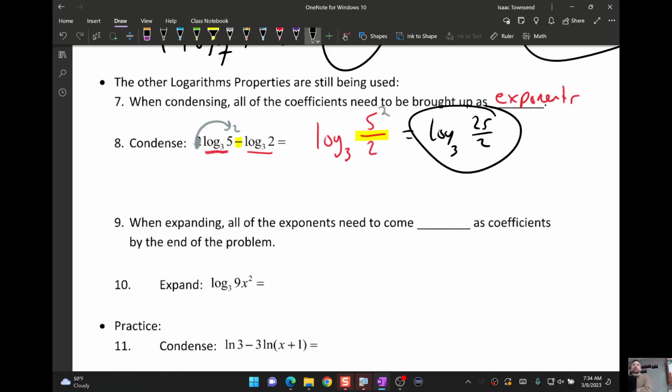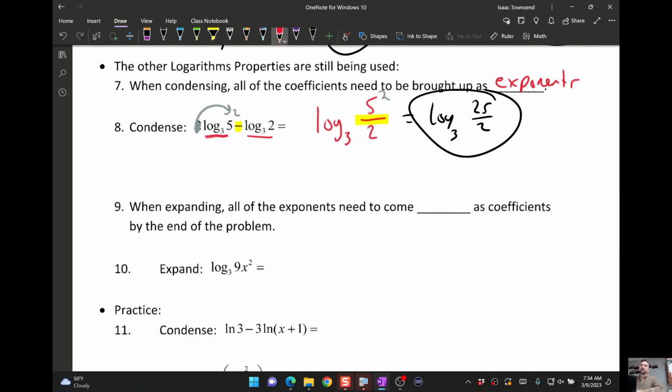But if we're going the other direction and expanding, at the end of the questions we want to do the opposite thing. I don't know why this is the standard, but it just is. But when we expand, at the end, if there's any exponents, we need to make sure that we bring them down as coefficients.